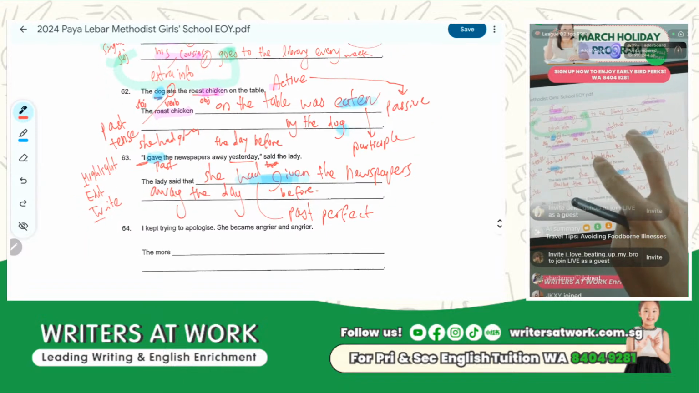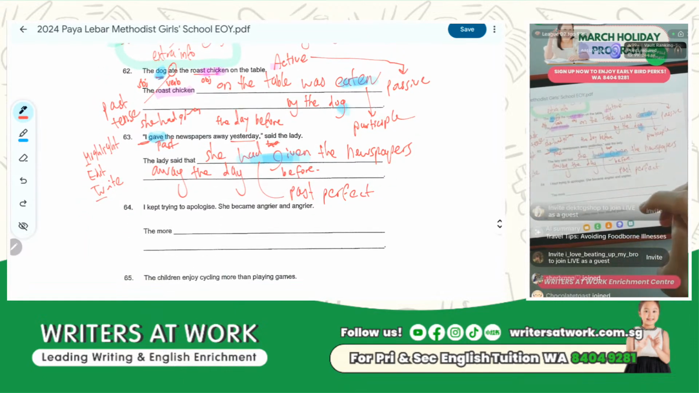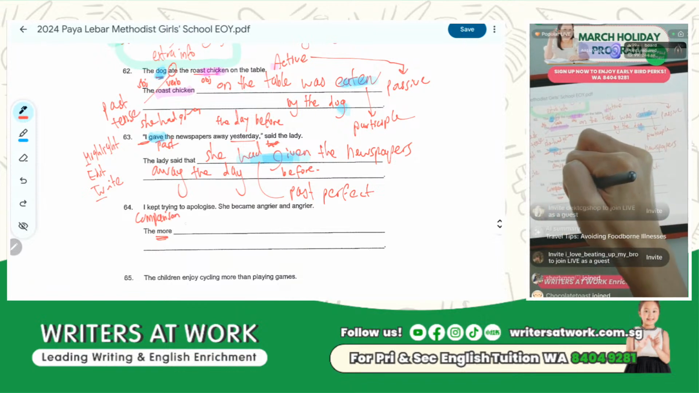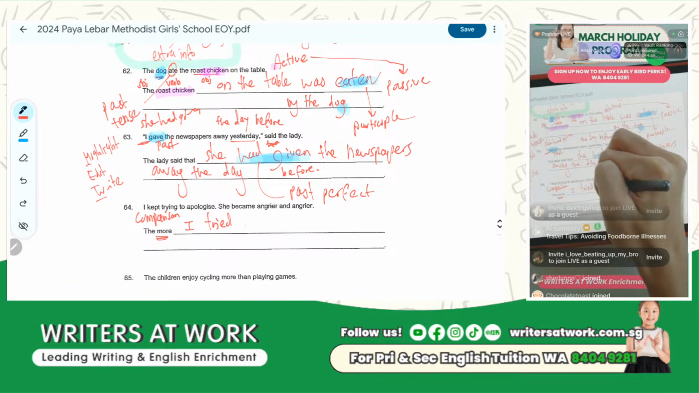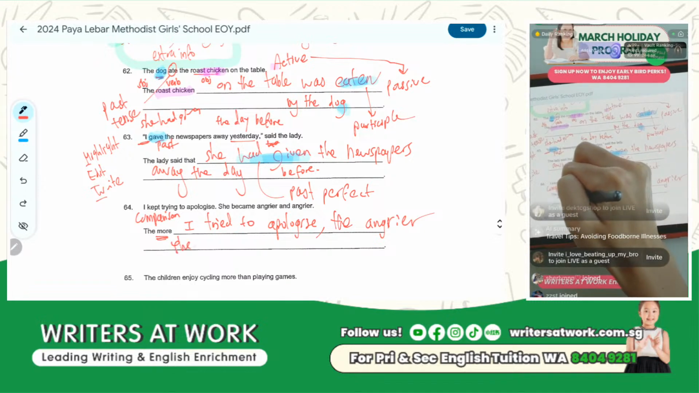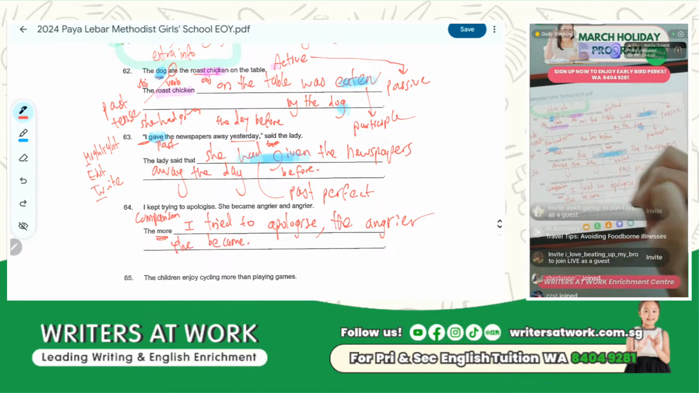Now let's look at question 64. I kept trying to apologize. She became angrier and angrier. So when you have the word "more", there's some kind of comparison. So it will be "The more I tried to apologize, the angrier she became." Alright.